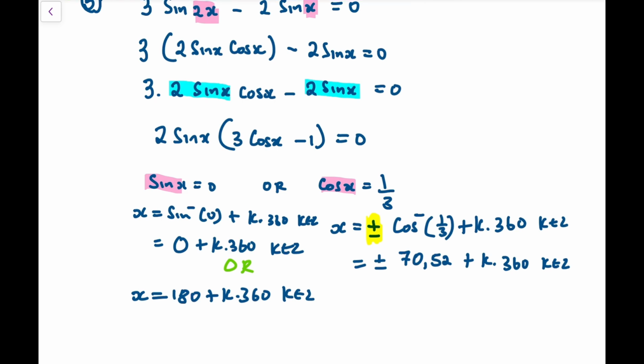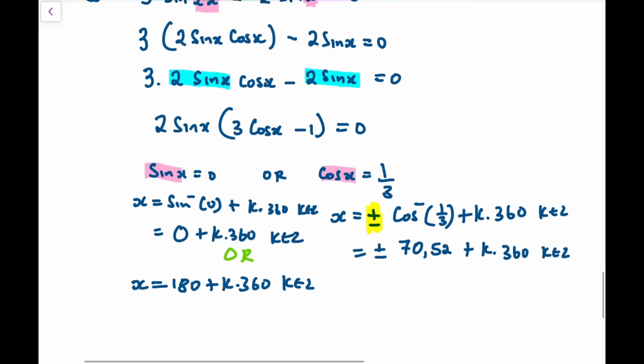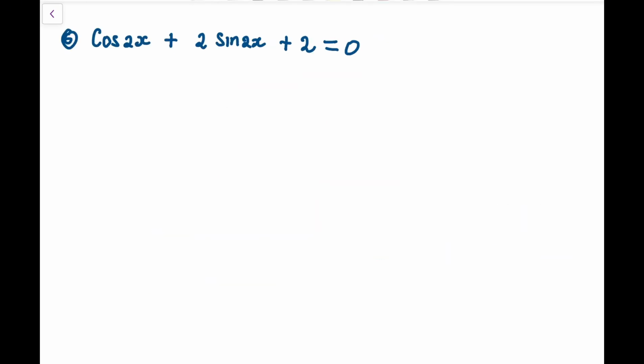Let's go to number 6. So there are 11 questions here. I'm trying to cover every nature of general solution, so in total they are 11. Number 6, we have cos 2x plus 2 sine 2x plus 2 is equal to 0.